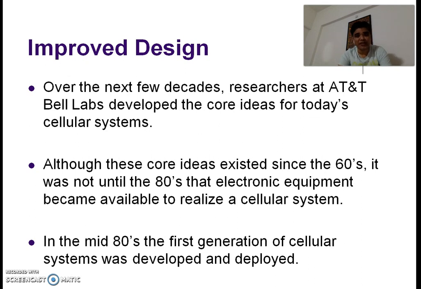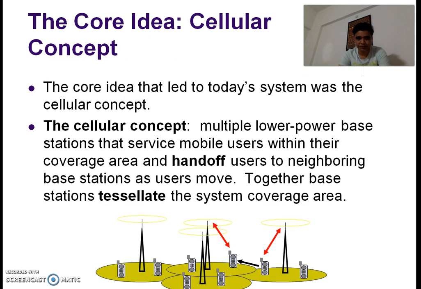Over the next few decades, researchers at AT&T Bell Labs developed the core ideas for today's cellular system. Although these core ideas existed since the 60s, it was not until the 80s that electronic equipment became available to realize the cellular system. In the mid-80s, the first generation of cellular system was developed and deployed. The core idea that led to today's system was the cellular concept.